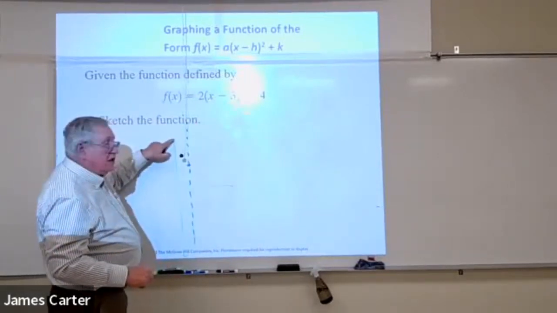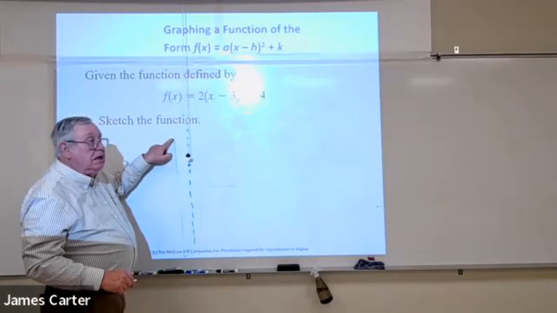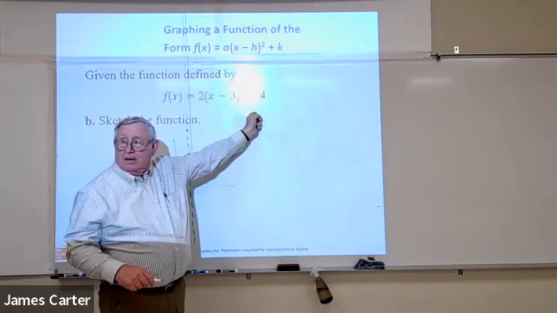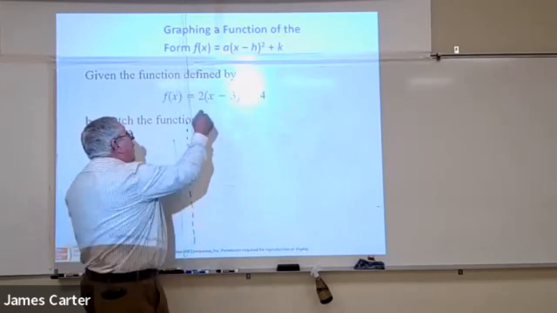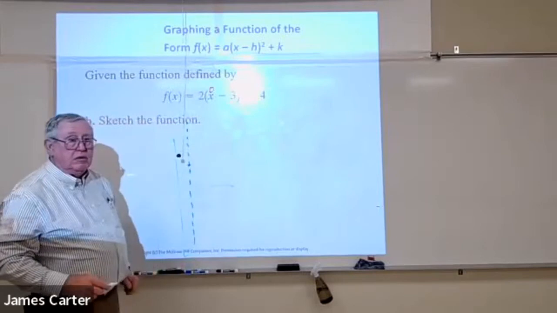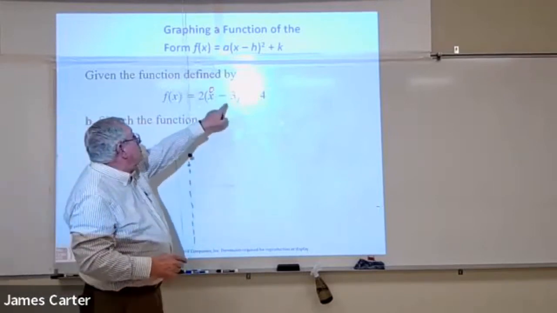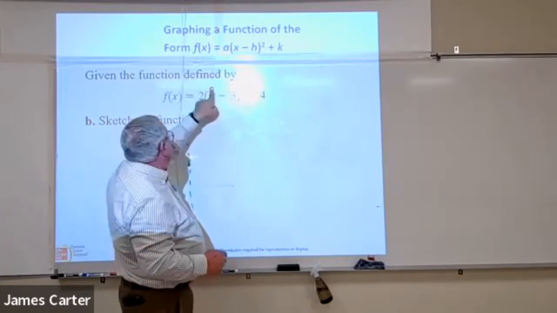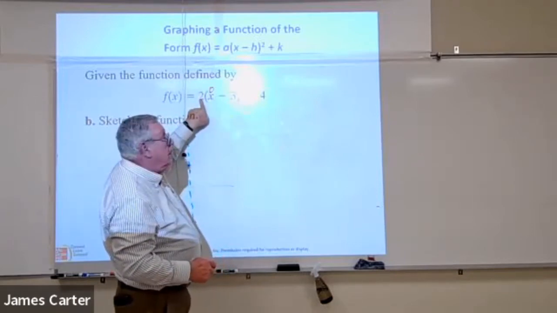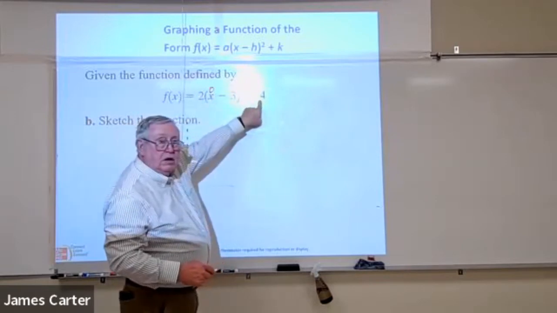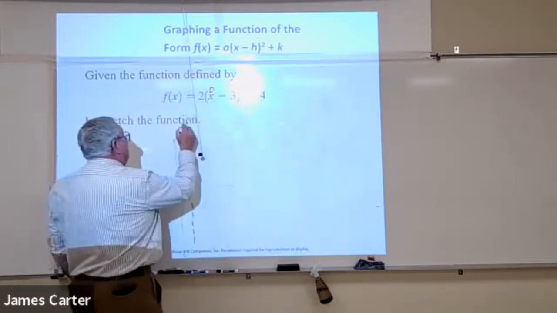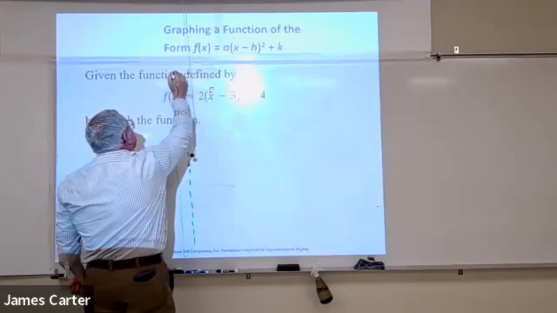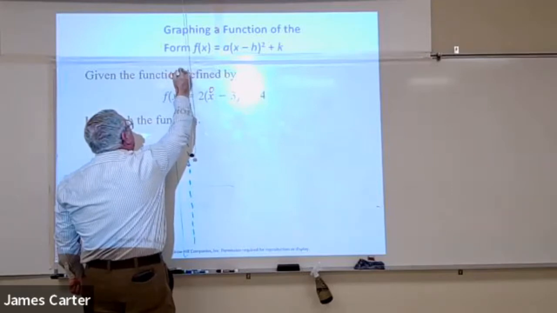Okay? Might help to know where this thing crosses the y-axis. That is not the y-intercept in this form. But here's how you get the y-intercept. Replace x with 0. So -3 squared is 9 times 2, 18, plus 4, 22. I better carry this up here a little farther. So that gives me the point 0, 22.